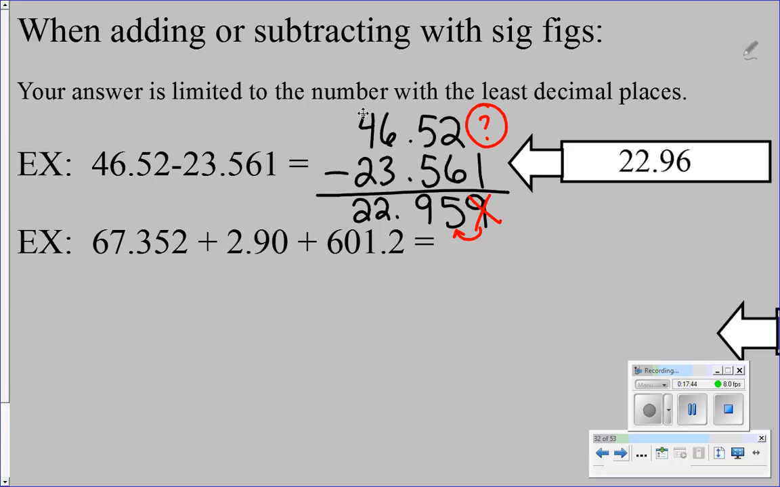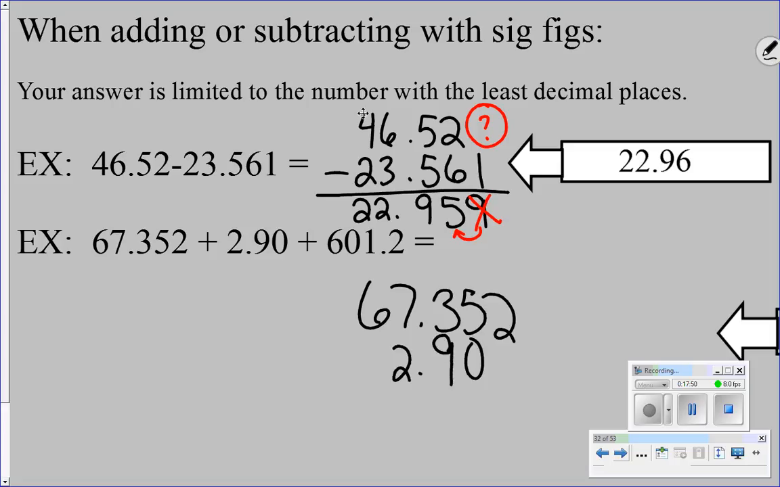The rule is the same when we're adding. We line up those decimal places. It doesn't actually matter how many significant figures the number has overall. It just matters how many decimal places we have when we're adding or subtracting.